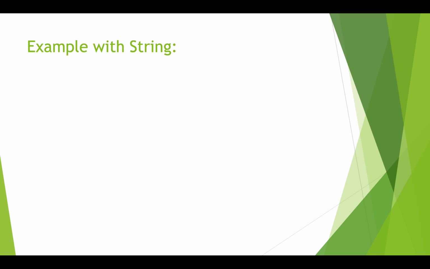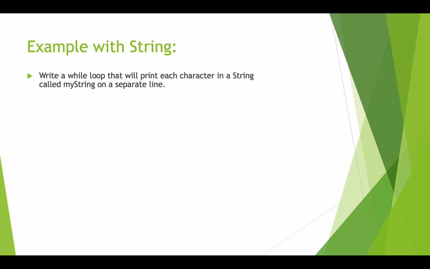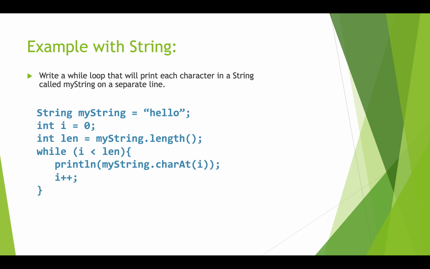Here's an example using a string variable. So we just talked about string variables. We know that strings are made up of a series of characters, and so we can loop through and do something with every character in a string. And so if we want to loop through and print each character in a string on a separate line, we can do that using a while loop.